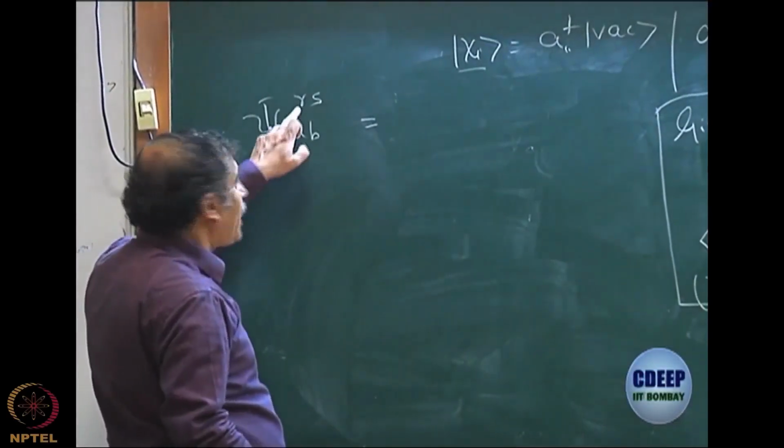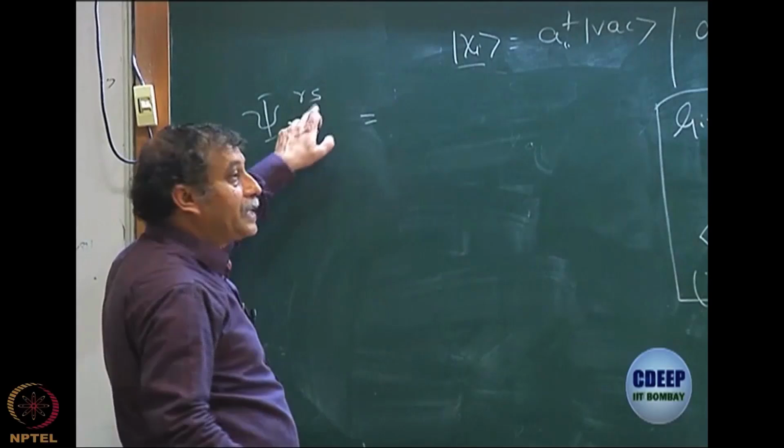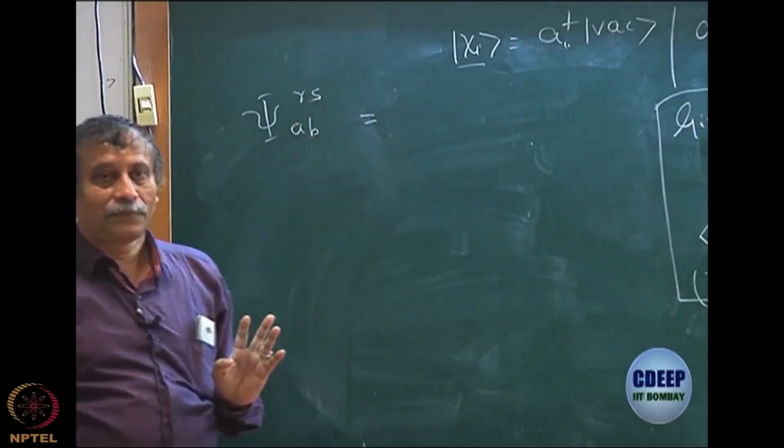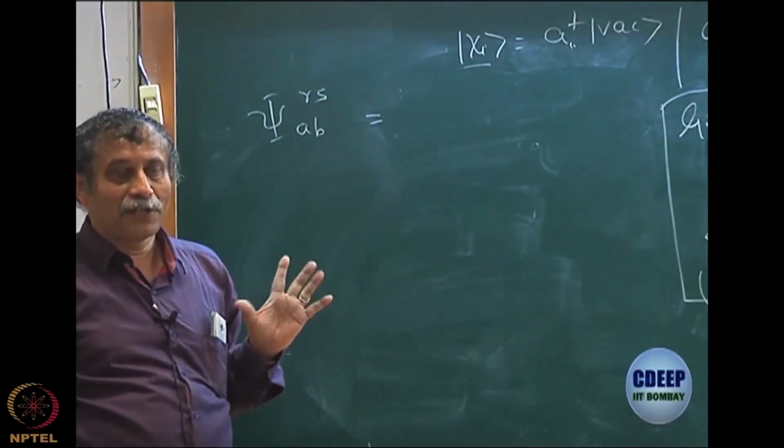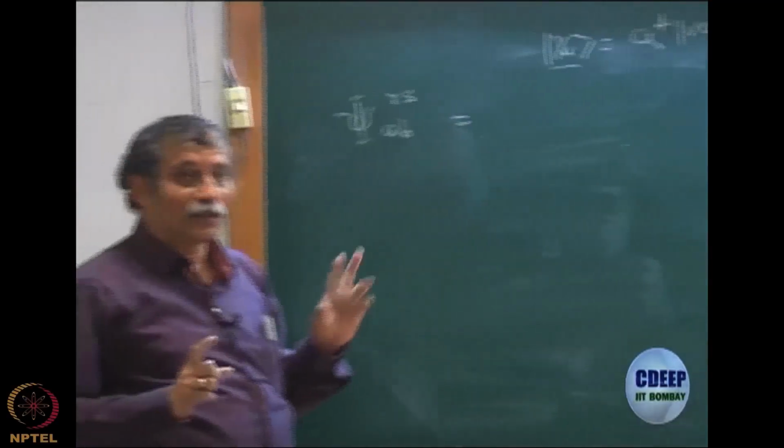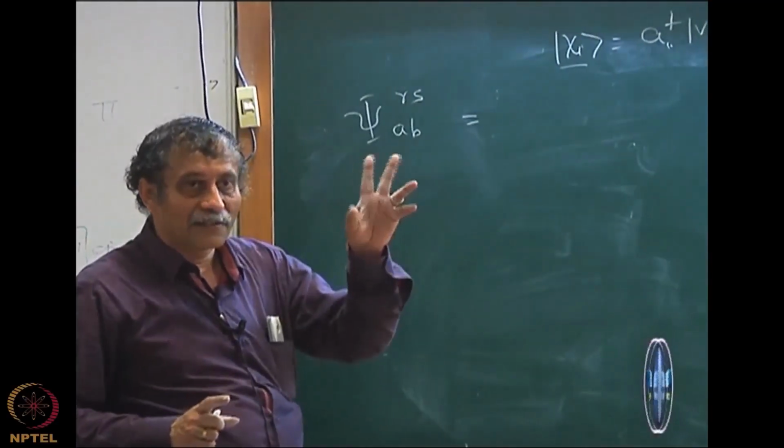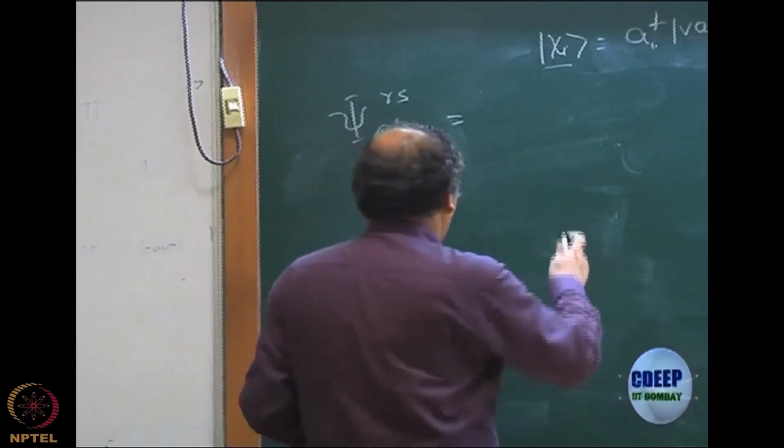Remember, in place of A, R has to come, in place of B, S has to come. So now you have to be very careful. It is not just creation and annihilation. So, there will be 2 annihilation, 2 creation, right? Yeah. So, first I will annihilate.